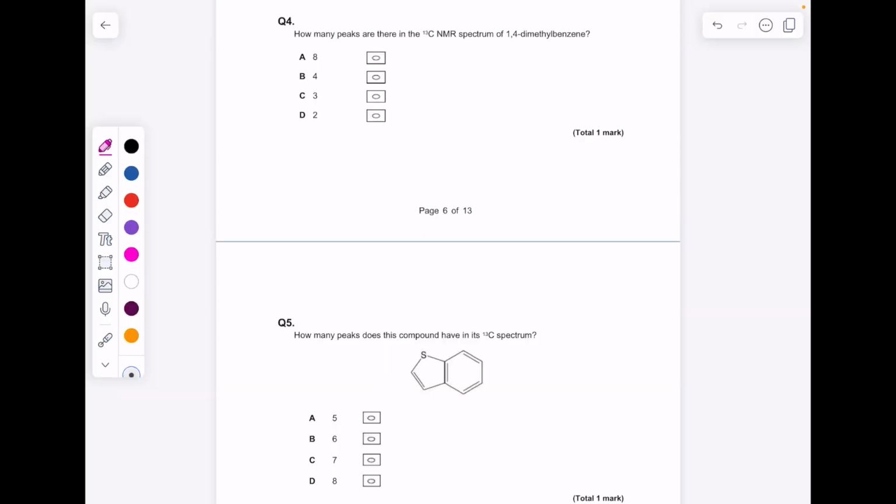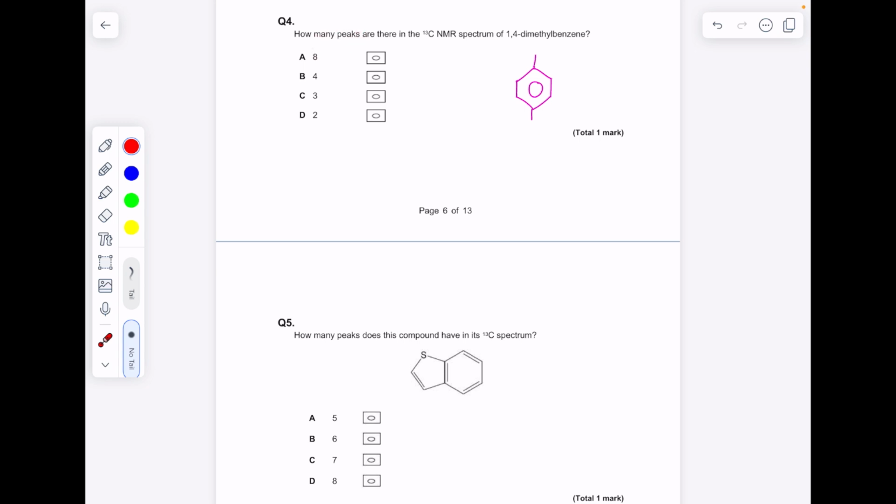How many peaks are there in the 13 carbon NMR spectrum of 1,4-dimethylbenzene? So what you want to do first of all is draw the structural formula. I'm going to draw the skeletal formula. There's my benzene ring. There's carbon number 1, carbon number 4. That's how you draw the skeletal formula of 1,4-dimethylbenzene. There's no need to write CH3 here.